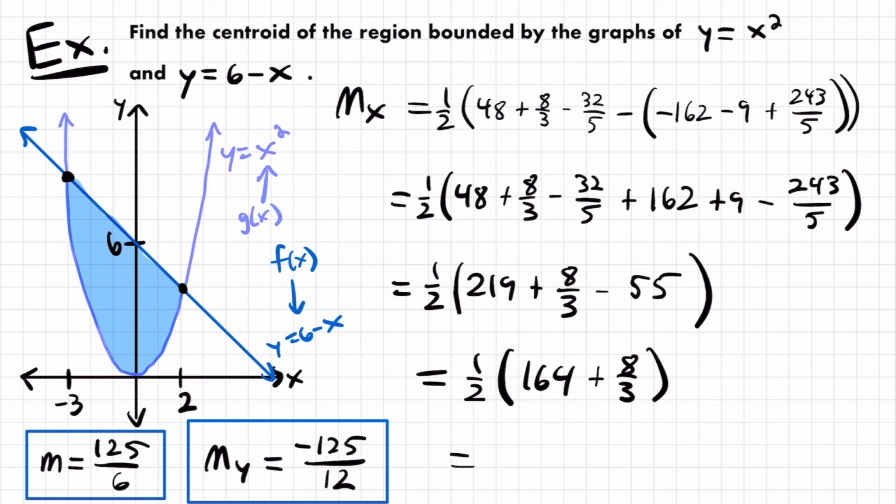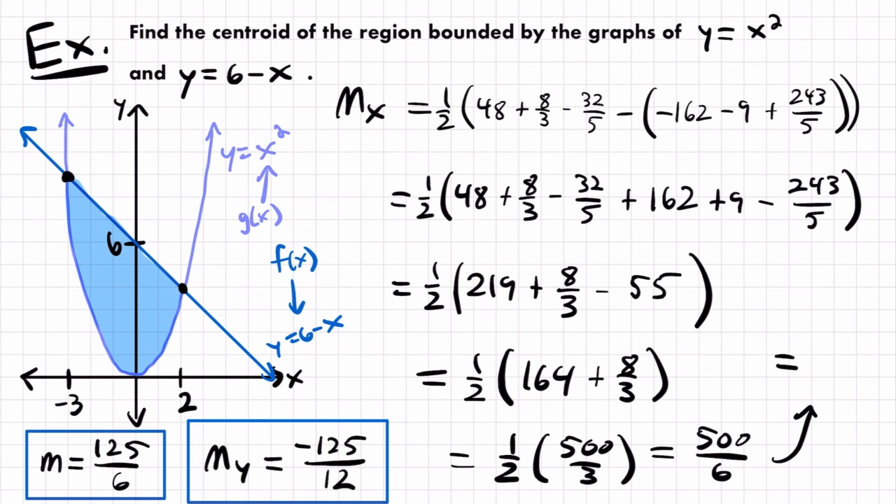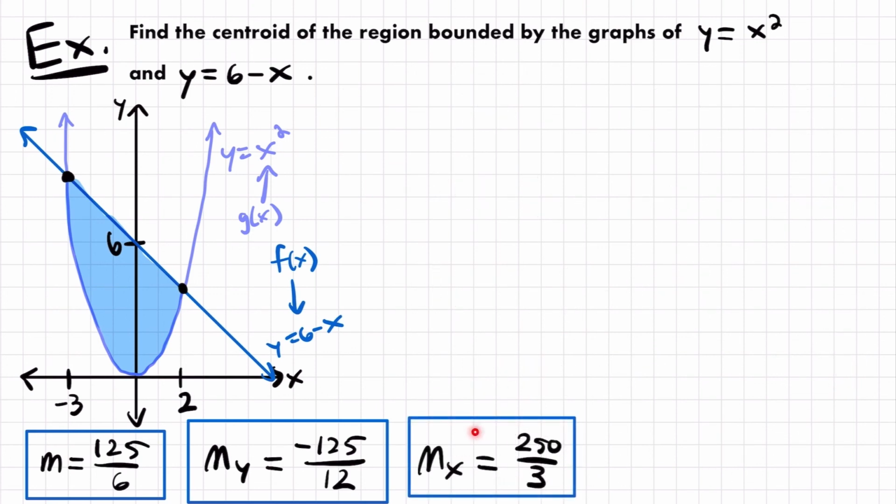And so this is equal to 1/2 times 500 thirds, which is equal to 500 sixths, which we can reduce by a common factor of 2 in the numerator and the denominator to get a final answer that the moment about the x-axis is equal to 250 thirds. Okay, and so if I clean up my work here, we now have all three values that we need to calculate the centroid for this region.